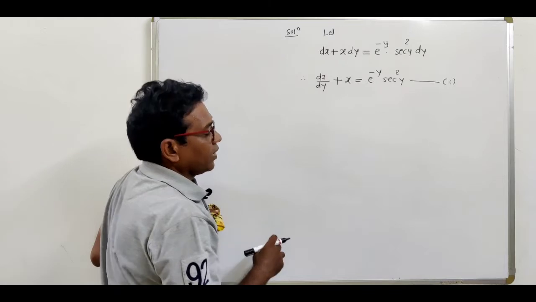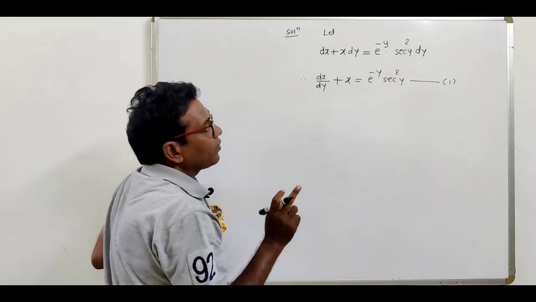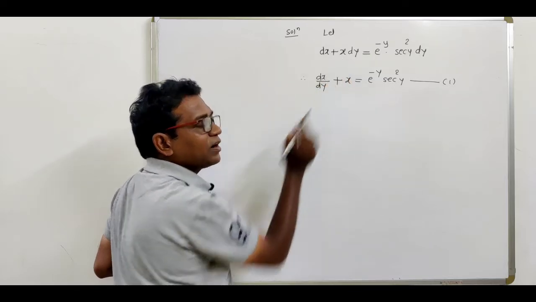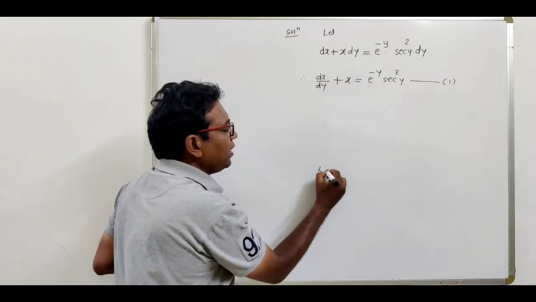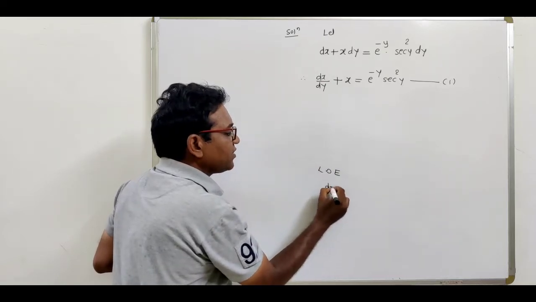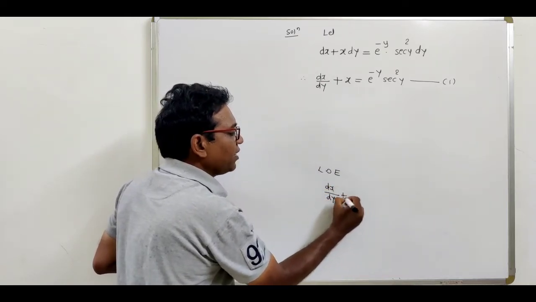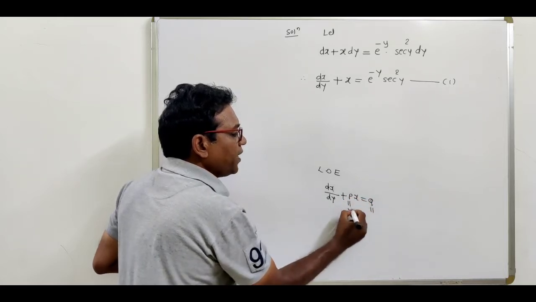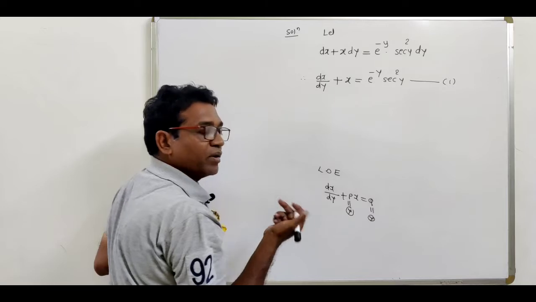So see, what is the first step? If the differential equation contains a single x, that means it may be a linear differential equation. And what is the type? This is the type dx by dy plus px equal to q, where p and q should be functions of y alone.